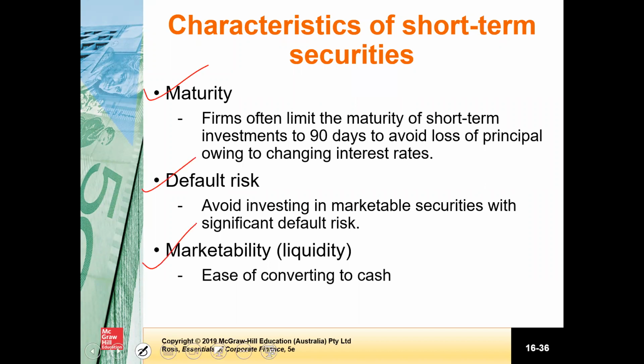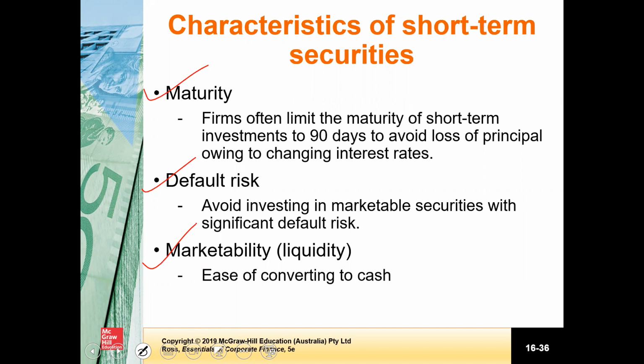First of all is maturity. Maturity refers to the period over which interest and principal payments are made. If you remember in chapter 6, we learned that for a given change in the level of interest rates, the price of longer maturity securities will change more than those of shorter maturity securities. As a consequence, firms often limit their investments in marketable securities to those maturing in less than 90 days to avoid the risk of losses in value from changing interest rates.